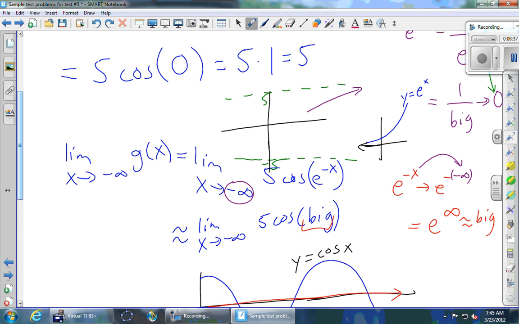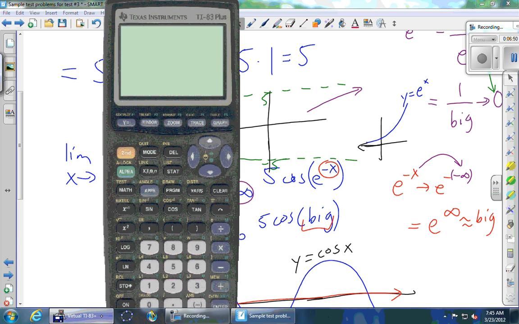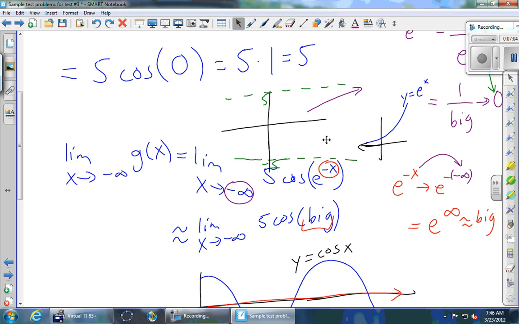If, for example, I were to plug in x equals 0 right here, just to plot a point, I'm going to get 5 cosine of e to the 0, 5 cosine of 1. Cosine of 1 is some number. Suppose we can use our calculator just to get a sense. We got 5 cosine of 1, 2.7. So if we plugged in 0, we get around 2.7. So somehow the graph is going to hit this point at around 2.7.